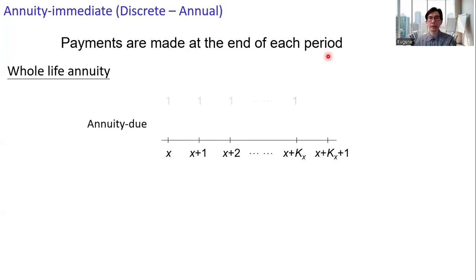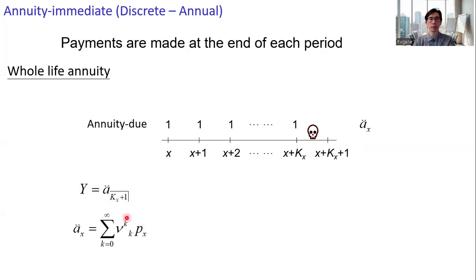All right, for annuity due, if the individual dies at this time point, say between ages x plus k_x and x plus k_x plus 1, this is the payment. We have the actuarial notation for the actuarial present value, a double dot x. Y is the present value random variable for the annuity due. We have this expression, a double dot angle k_x plus 1, and the expression for a double dot x, we use the more convenient expression for that.